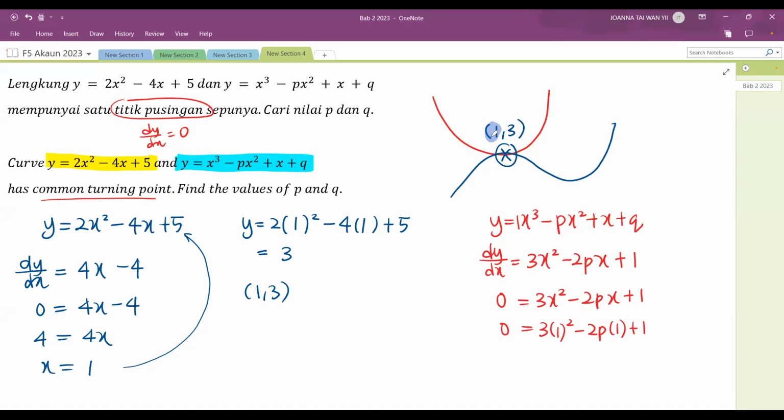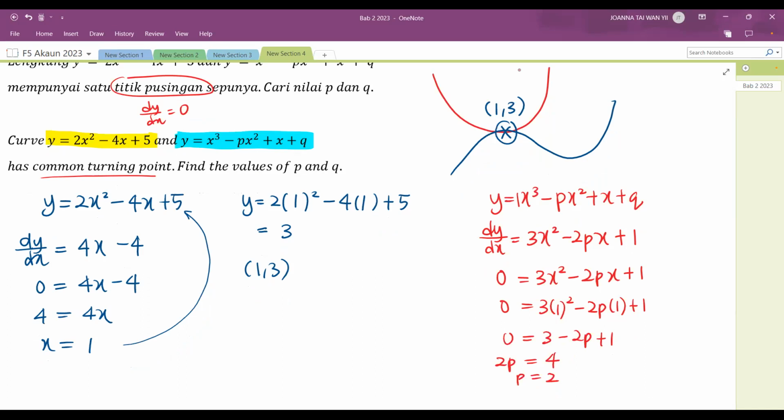2. Are you sure? Yes, it's 2. Kenapa? Ini adalah 3 tolak 2P tambah 1. So, 3 tolak 3 tambah 1, 4. 3 plus 1 is 4. 2P is 4. 1P is 2.